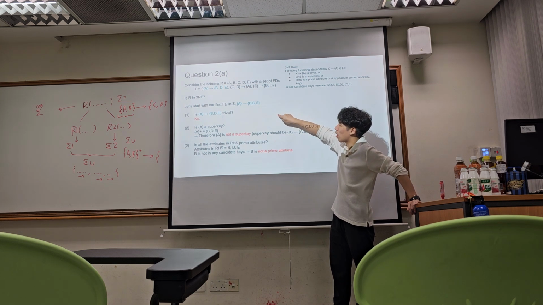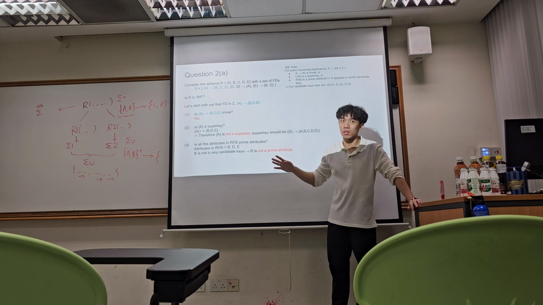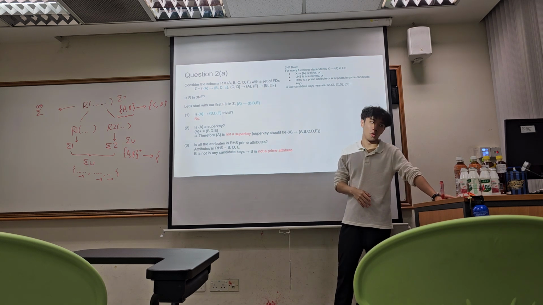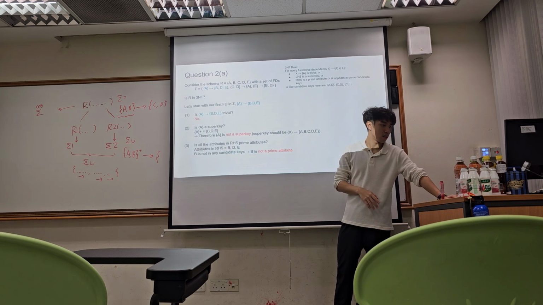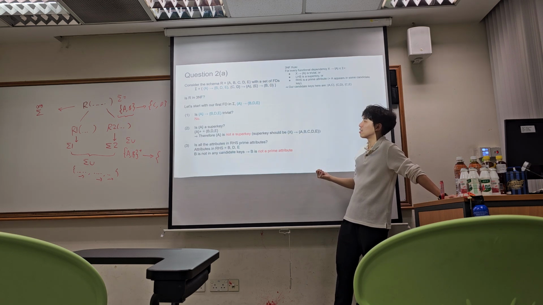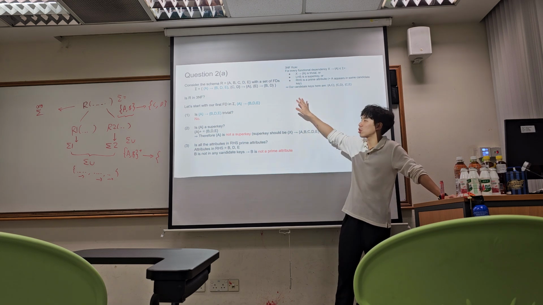Since we have not fulfilled any of the rules, 1, 2, 3, is this in 3NF? No. The answer is no. Just like that. Checking if a relation is in 3NF or not, you just apply this rule.